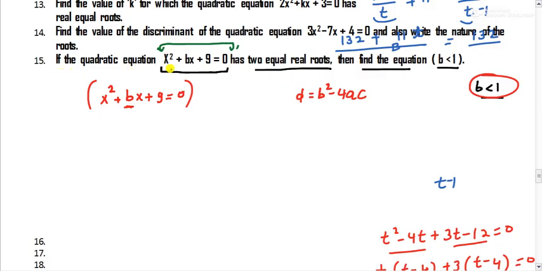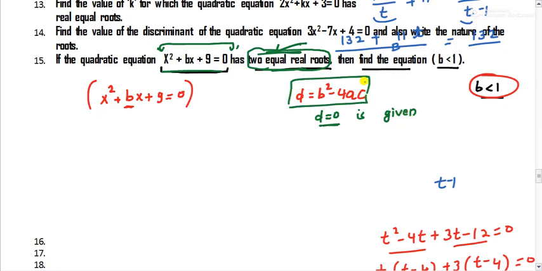If the quadratic equation, this equation has two equal real roots, so whenever they give this data, it means D is 0. The value of D is how much? D is equal to 0, sir. It's given. Two equal and real roots. Two roots are real and equal. You have learned this, right? So D is 0. This data is given. So when this data is given, you have to use this formula only.